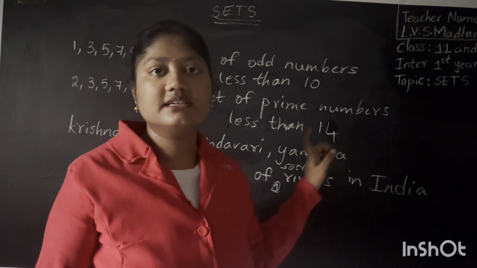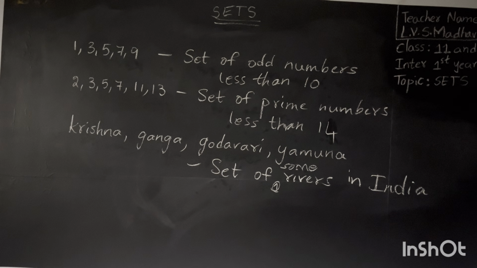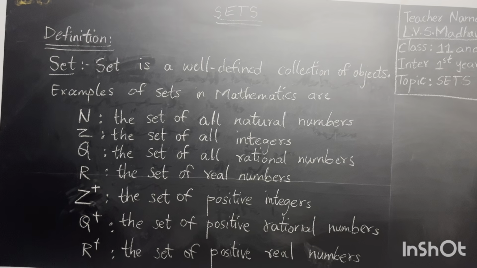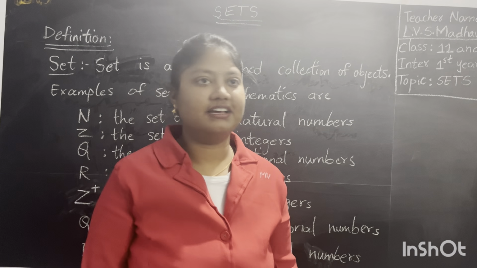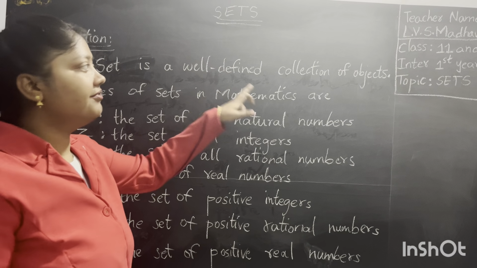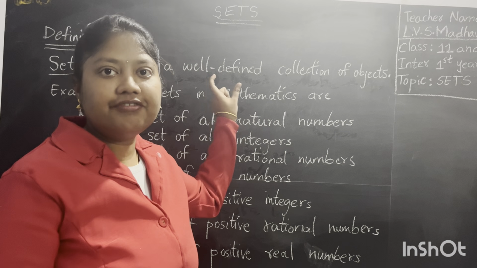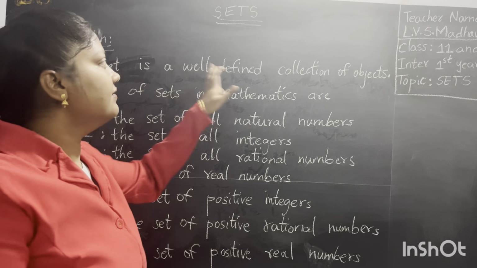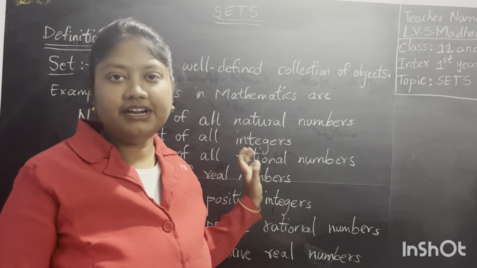So here we can see the definition of set once again. So here we see the exact definition of a set. So a set is nothing but a well-defined collection of objects. Means the definition should be defined correctly. So a set is a well-defined collection of objects. In mathematics we have different types of sets.